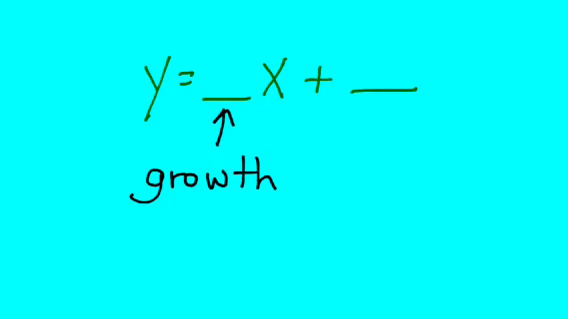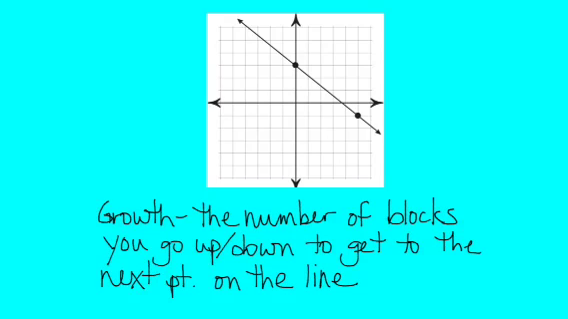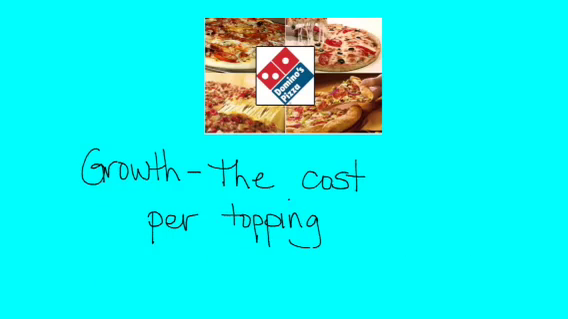In the equation, we discovered that growth was the value that was the coefficient of the x, the number that gets multiplied times the x. Then we looked at growth on a graph. We saw that growth was the number of blocks that you went up or down, in this case down, to get over to the next point on the line. Finally, we were looking at growth in the cost of pizza. We discovered that the growth was the cost per topping, which is actually a unit rate. Interesting.